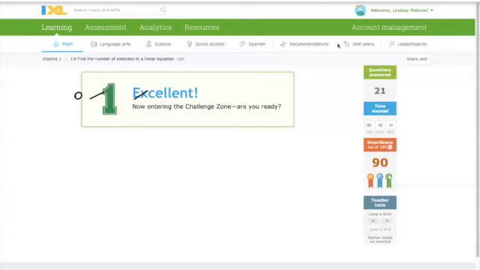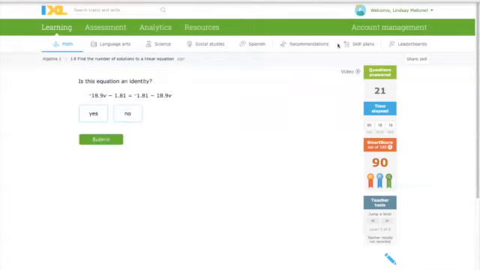Oh, here comes the challenge. Is it an identity? Do you see the exact same thing on the left and on the right? Well, this is a -18.9v, -18.9v. So that works. Now check my numbers. -1.81 is equal to -1.81. That works. It's exactly the same, which will mean that there's infinitely many solutions. So my answer is yes, this is an identity.